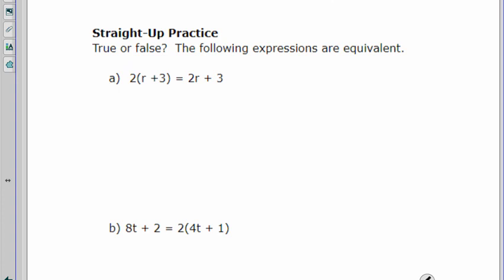All right, how about some straight up practice here? True or false? These expressions are equivalent. Well, look at this one here. You could use, hint, hint, the distributive property, or you could substitute in a value for r and just see if they're equivalent. Same thing with the one below. You could use the distributive property, or you could substitute in a value for t and see if they're equal. Try them on your own. We'll talk about them in class.